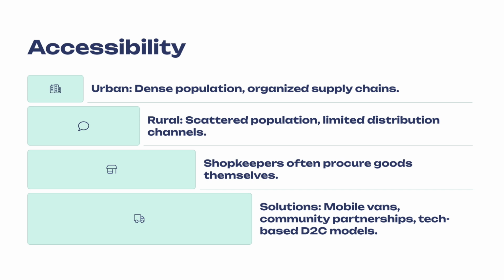Furthermore, while urban markets usually have well established distribution systems with warehouses, stockists, wholesalers, and retailers, rural markets often lack this organized infrastructure. In many cases, the local shopkeepers in rural areas themselves travel to urban centers to buy the products they then sell, highlighting the limitations in rural distribution networks.